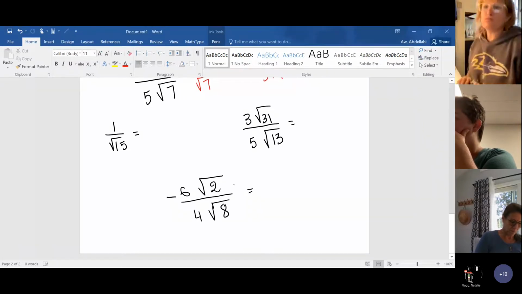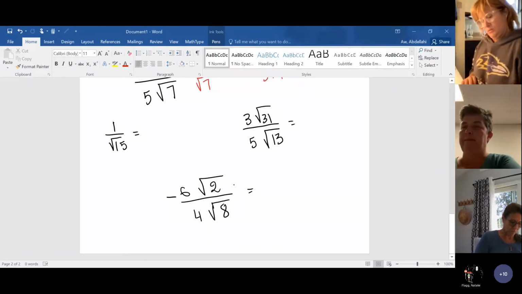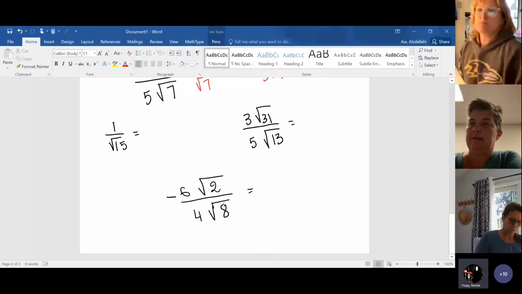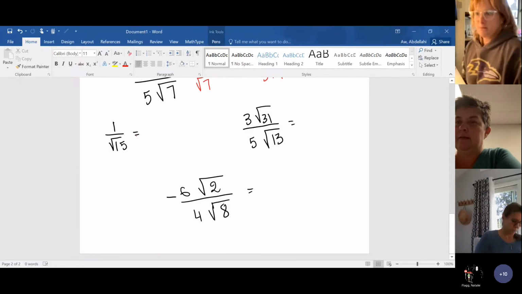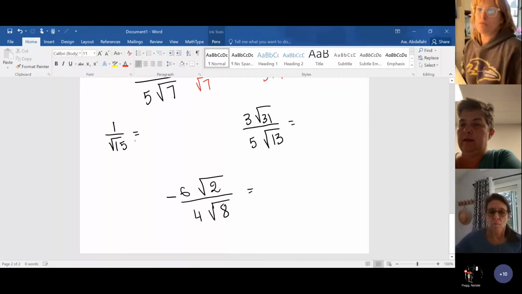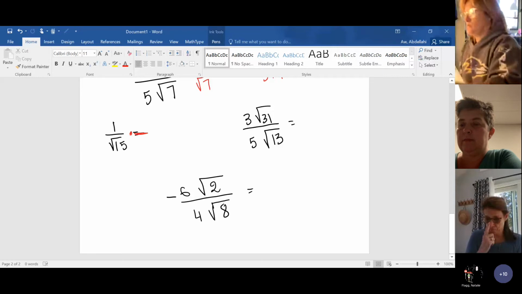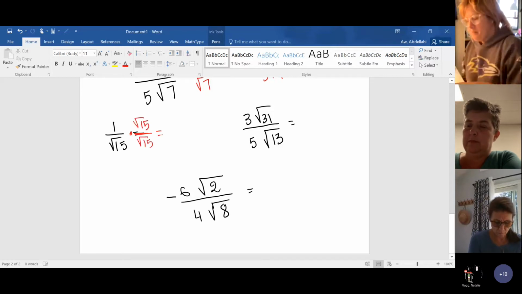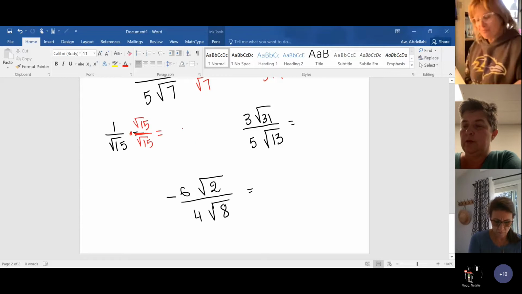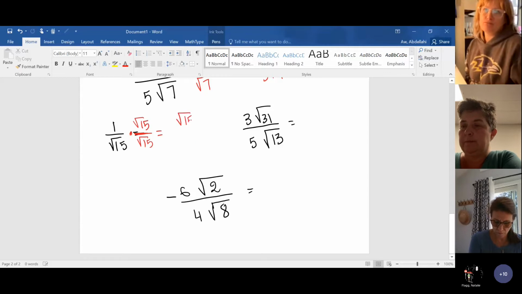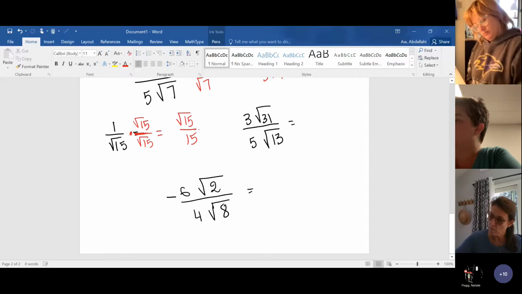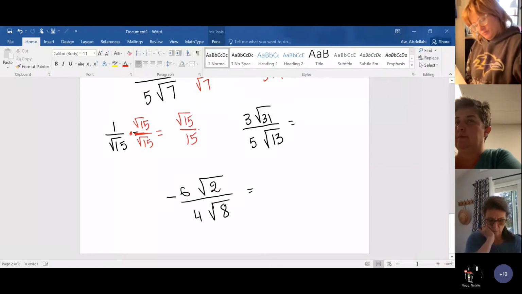Okay, so the first one, I guess, is the simplest one. So you have to do what? For the first one, multiply both sides by the square root of 15. Exactly, square root of 15. What's going to be your final answer? The square root of 15 over 15. Yep, that's it. We just stop right here.